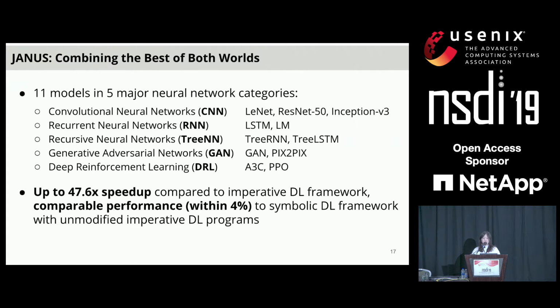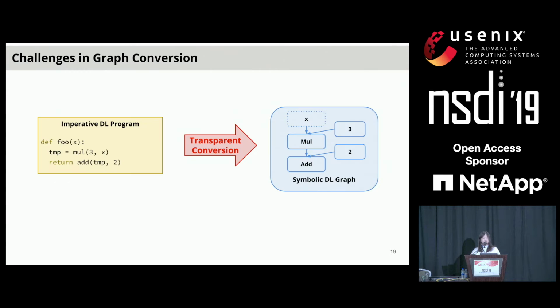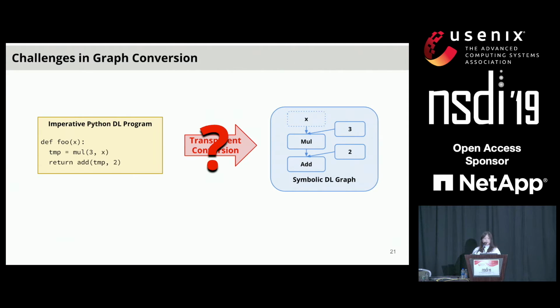For the rest of this talk, I'd like to explain how we could achieve such an impressive result. First, I will show you what challenges exist when converting imperative programs into symbolic graphs. Then show how JANUS solves the problem. Finally, I'll show you the evaluations. As I said before, JANUS converts imperative programs into symbolic graphs. Here, I'd like to make it clear that we are considering Python as the language of imperative APIs because it is the de facto standard language for machine learning and deep learning frameworks.